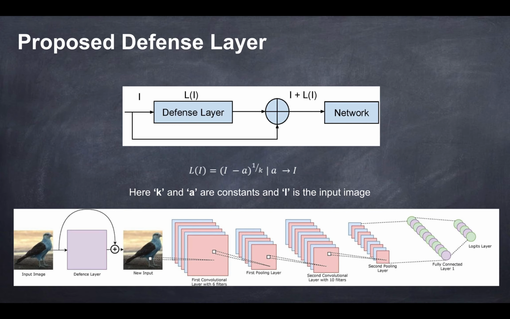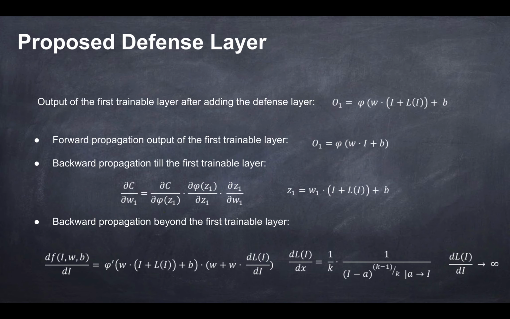So, our proposed defense layer is the first layer of the CNN model, and it computes the kth root of the difference between the input image I and the constant A as A approaches the input image I. Here k is any natural number greater than 1. So by definition, the defense layer does not add anything to the network. It propagates the input image as it is to the subsequent layers.